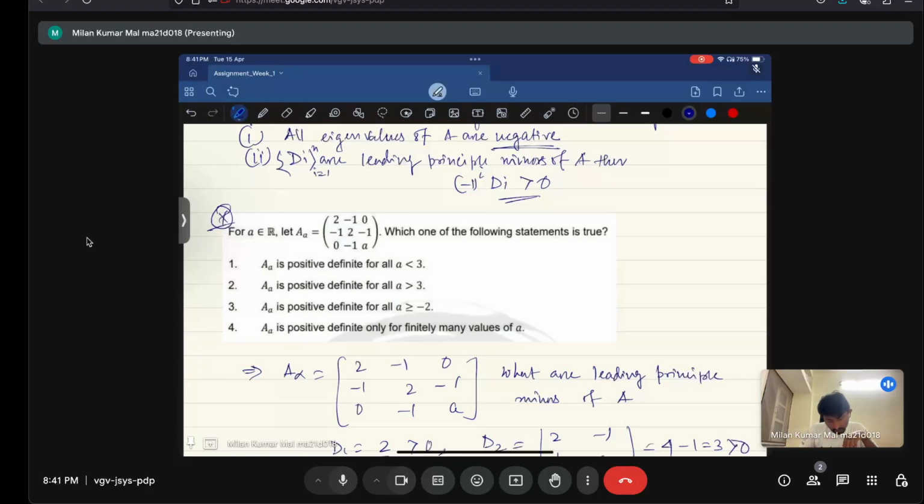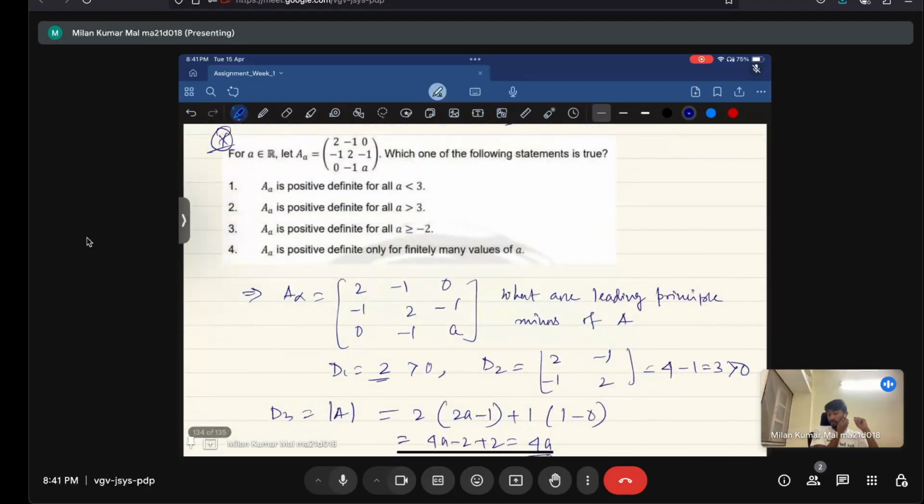I think I have made some mistake, because note that here A is a symmetric matrix, no doubt about that. A is the symmetric matrix [2, -1, 0; -1, 2, -1; 0, -1, a]. So the leading principal minors: the first one is 2, that's okay. The second one is 2 times 2 minus 1, that is 3, which is positive. And the third one is 2 times (2a minus 1), and the second term is minus times minus 1, this one is cancelled out.